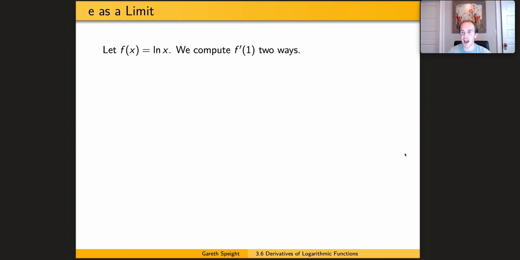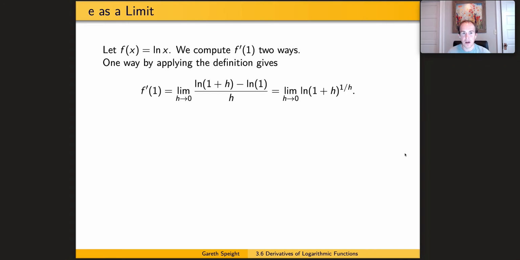So if we want to compute, say, f prime of 1, that's going to be 1 over 1, it's going to be 1. Or we could go back to the limit definition. So let's see, and if we do it these two ways, they have to give the same answer. So let's see if that tells us anything interesting. So for instance, if we apply the definition, f prime of 1 is going to be the limit of f of 1 plus h minus f of 1 divided by h.